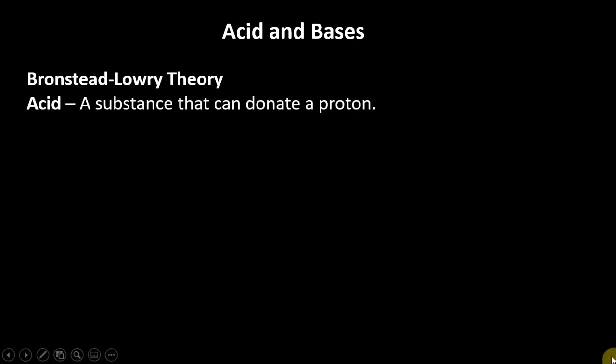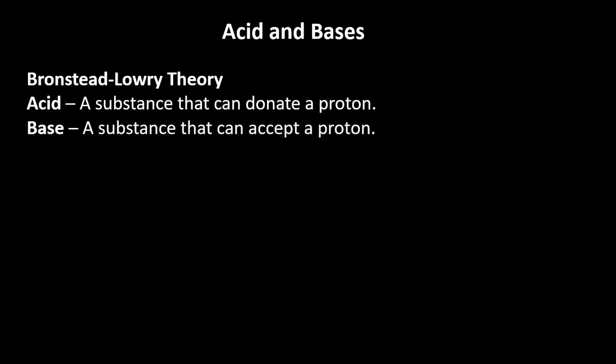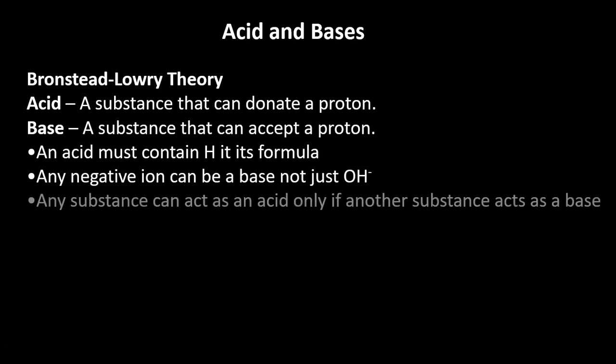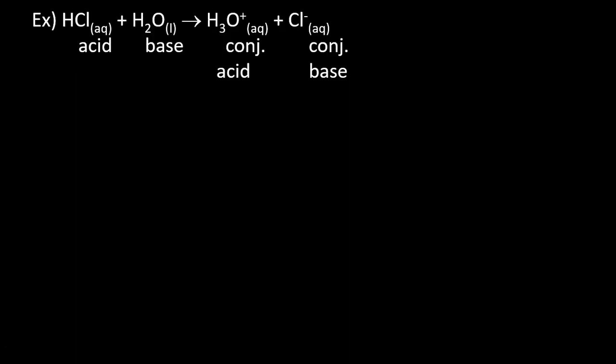Remember that an acid is a substance that can donate a proton, and a base is a substance that can accept a proton. With an acid, we have to have the hydrogen in the formula. And any negative ion can be the base, not just the hydroxide ion. Any substance can act as an acid only if another substance acts as a base. So with the Bronsted-Lowry theory, you've always got acids and bases working simultaneously, right? So if something donates a proton, something else has to accept that proton. It just doesn't go into oblivion, right?